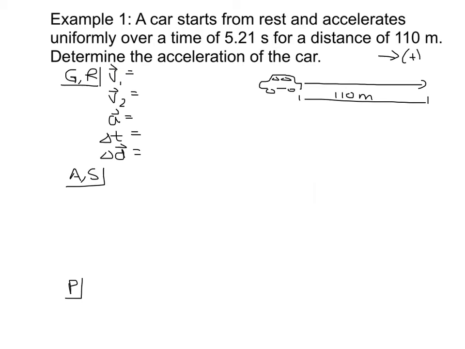Alright, so here we go with an example. In this example, a car starts from rest and accelerates uniformly over a time of 5.21 seconds for a distance of 110 meters. Determine the acceleration of the car. Okay, so I've kind of done the basic setup for this question here, showing you the parts that we're going to do. I always draw a diagram. Almost every question in physics, this is what I'm going to do, because it helps me to visualize the question, make sure I have everything straight.